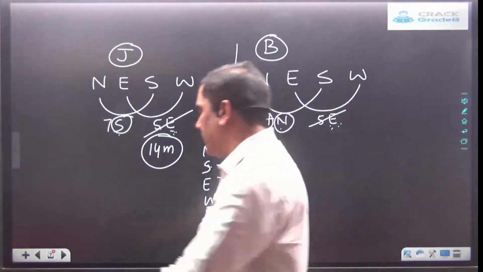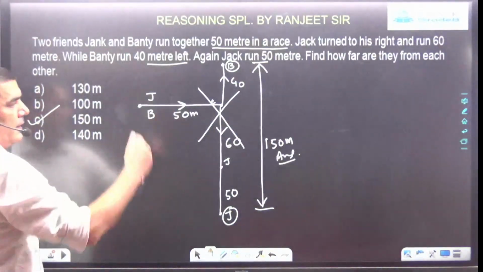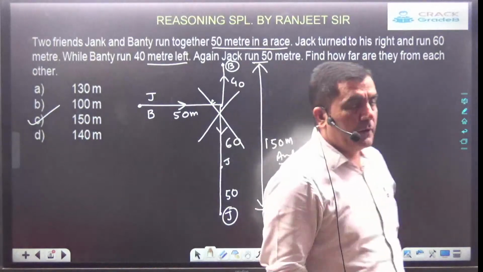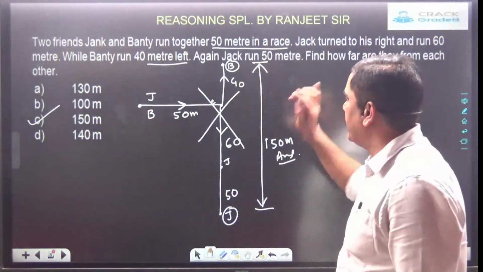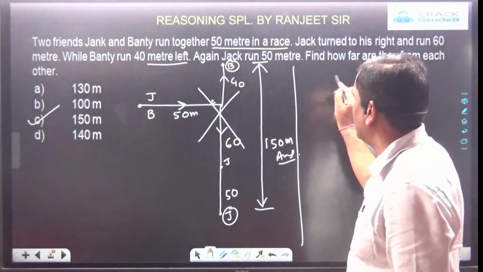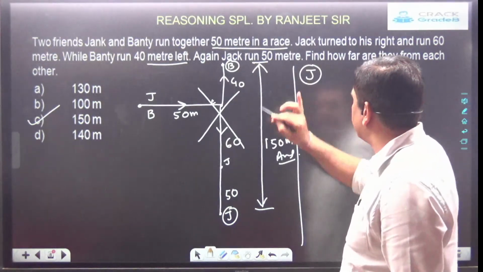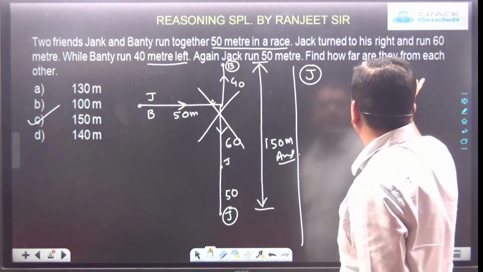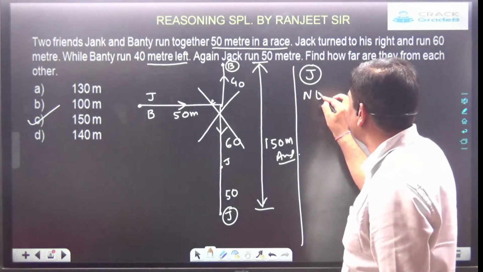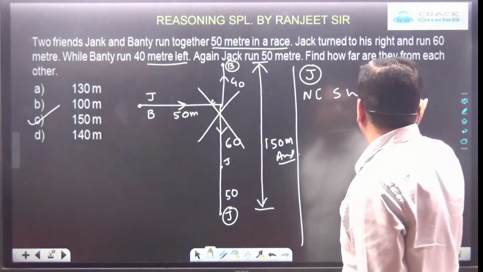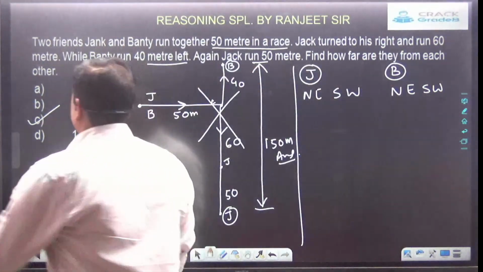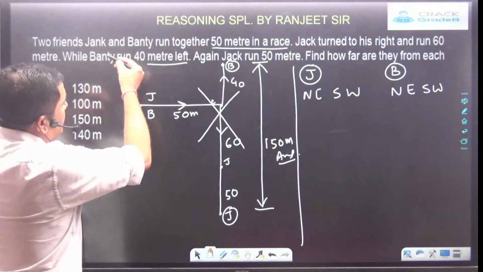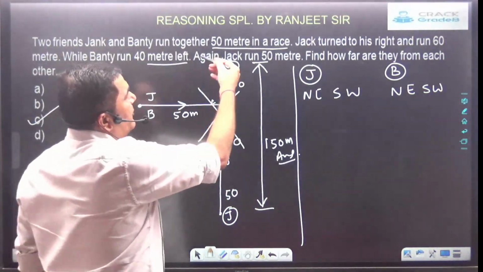Okay, let's implement this question now. Let's do it another way. Now here what they are saying: two friends, Jack and Bunty, run together 50 meters in a race. Okay, method number 2. So I'm going to plot one for Jack and one for Bunty. This will be for Jack NESW and this will be for Bunty NESW.